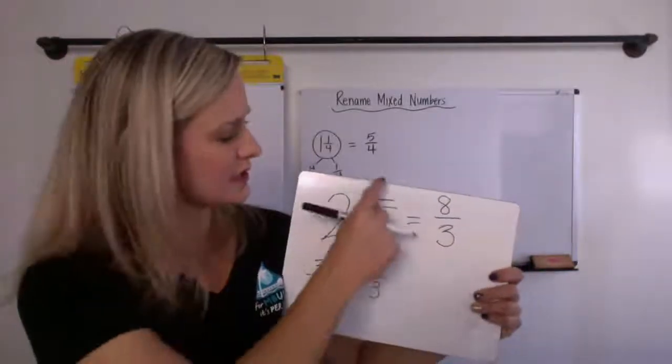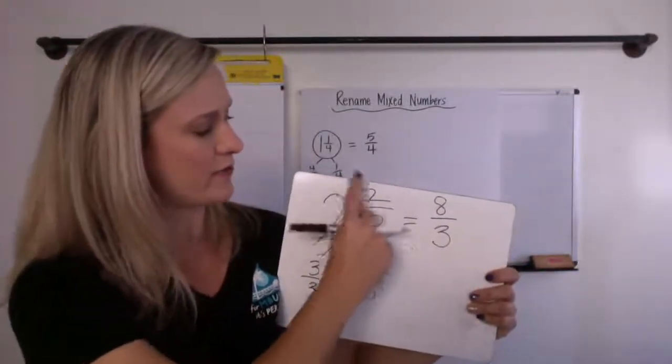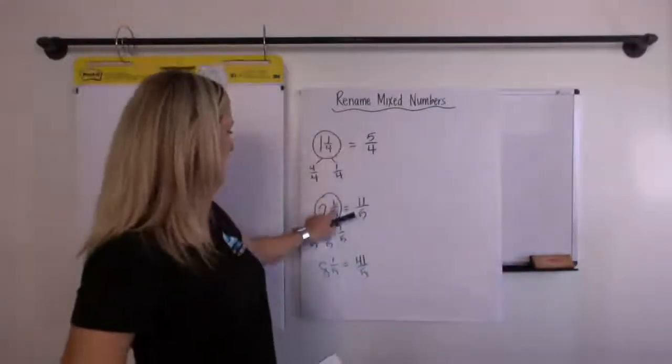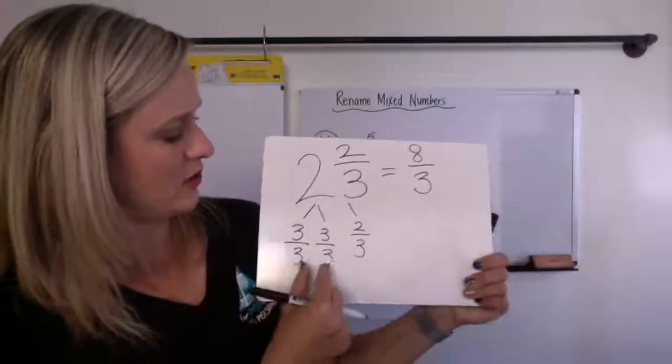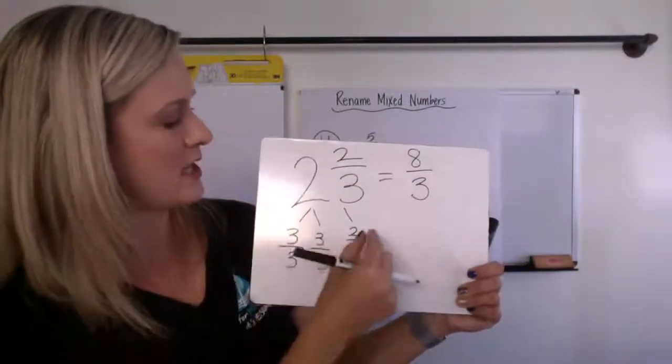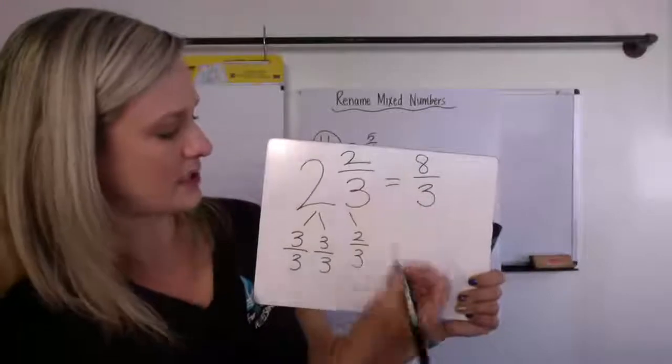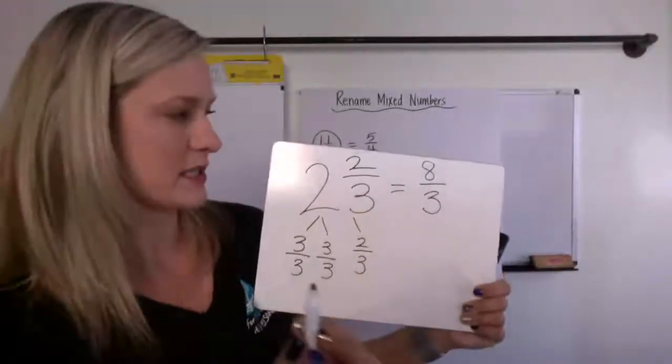This one was just a little bit different because it didn't have a 1 for the numerator where the rest of ours did. But it didn't really change our process. We still used this to represent our whole number, and then we just added in the fraction that we had left. 3/3 plus 3/3 plus 2/3 is 8/3.